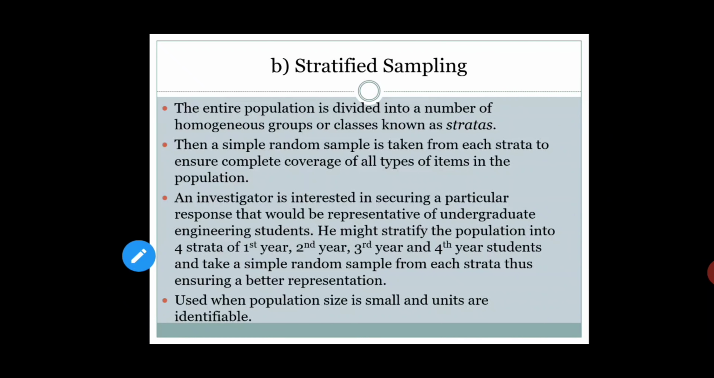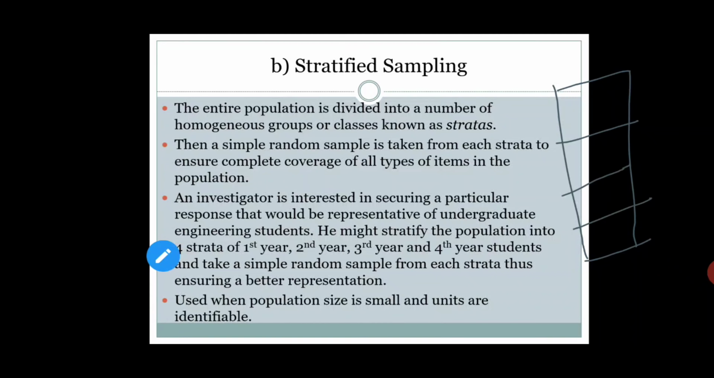An investigator is interested in securing a particular response that would be representative of undergraduate engineering students. So he might stratify the population into 4 strata of first year, second year, third year, and fourth year. And then he will take a simple random sample from each stratum. That way it ensures a better representation. Okay? I think it's very easy.